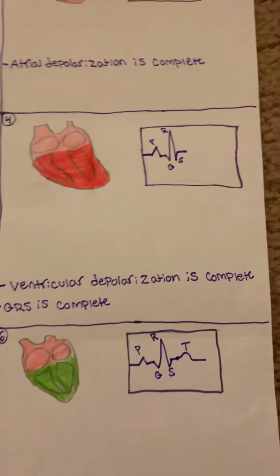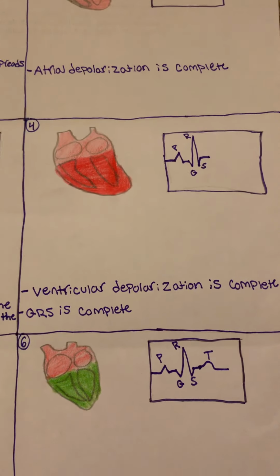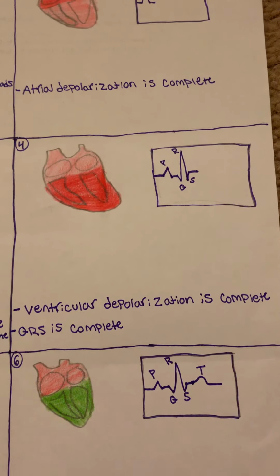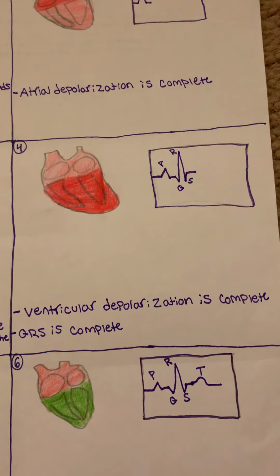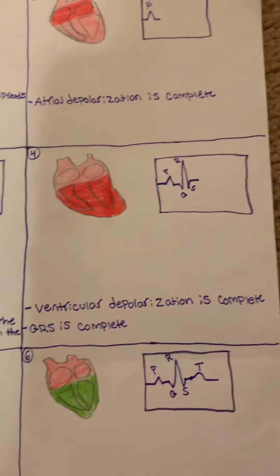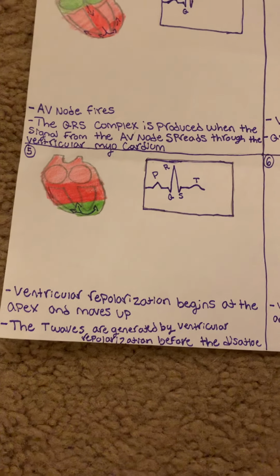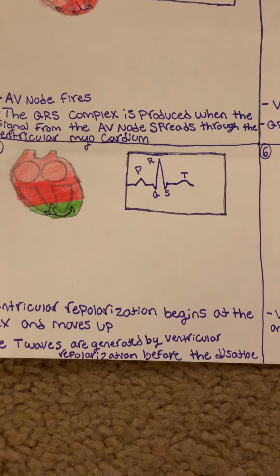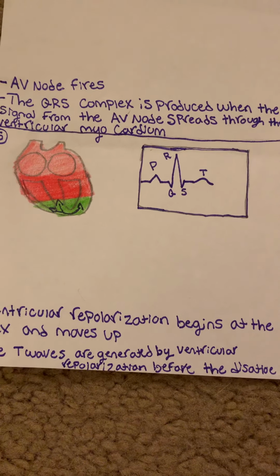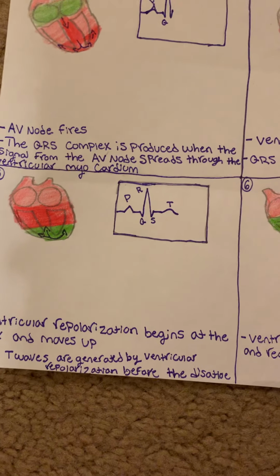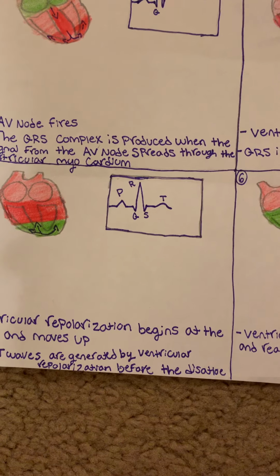And then in the next cycle, where it finishes that QRS complex, it includes the ventricle depolarization, and the S is back at the bottom right here by the Q. Then in the 5th slide, the ventricle repolarization begins at the apex and flows upwards.